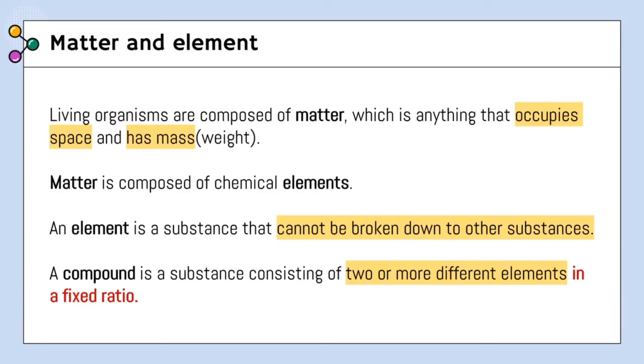So what is a living organism? It is basically everything that has life. Living organisms are composed of matter, which is anything that occupies space and has mass. Matter is composed of chemical elements, and an element is a substance that cannot be broken down to other substances. If different elements join together in a fixed ratio, we call this a compound.